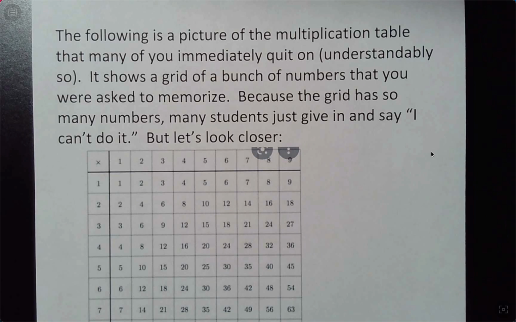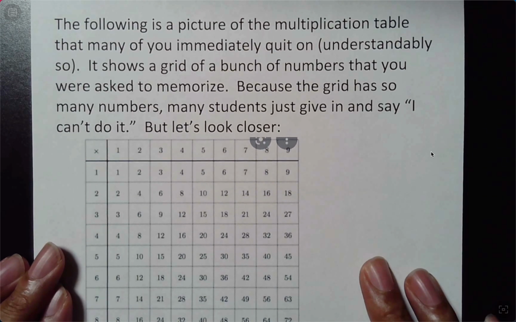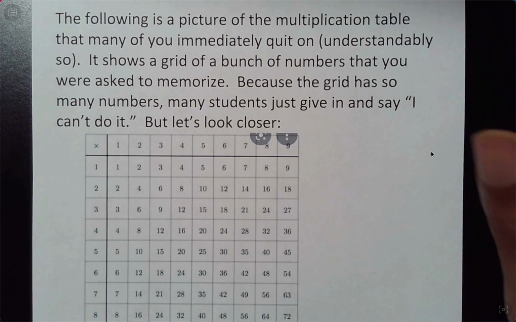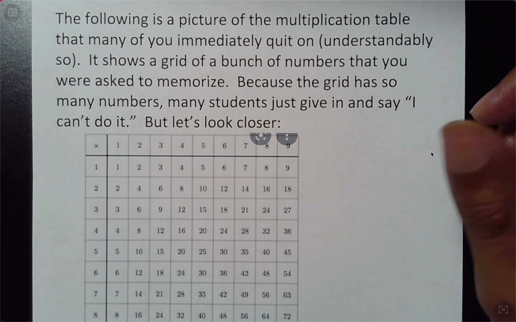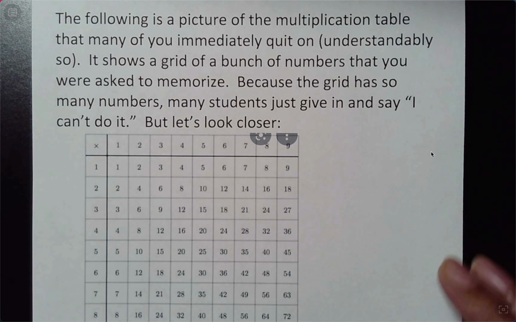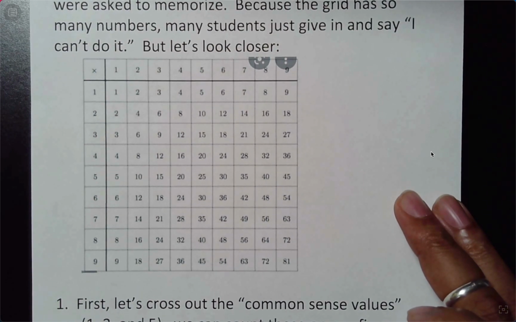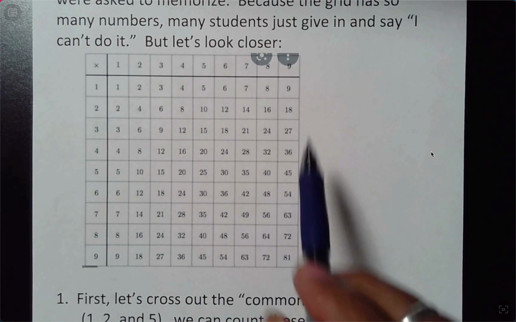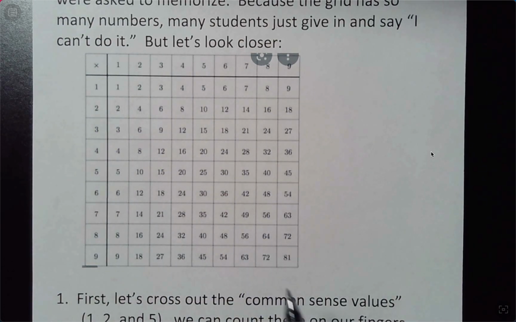And of course, for those of you who don't like memorizing things or who get easily intimidated, you probably quit, and it makes sense because it shows a bunch of numbers that you were asked to memorize, and because it has so many numbers, many students just kind of give in and say, I can't do it, but let's just look closer real quick. So yes, there are 81 numbers in this list.